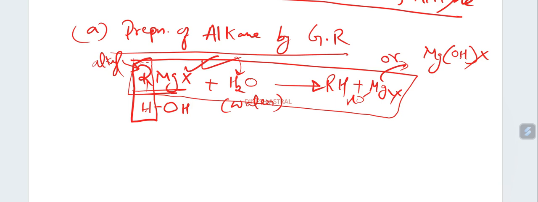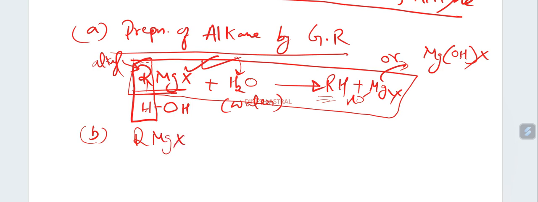Both are correct. So when Grignard reagent reacts with H2O, what does it give? It gives you RH plus MgOHX. Remember this one. Next.